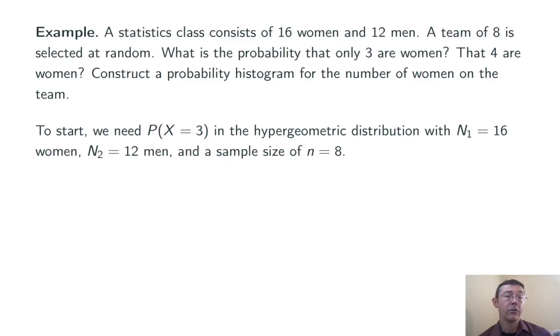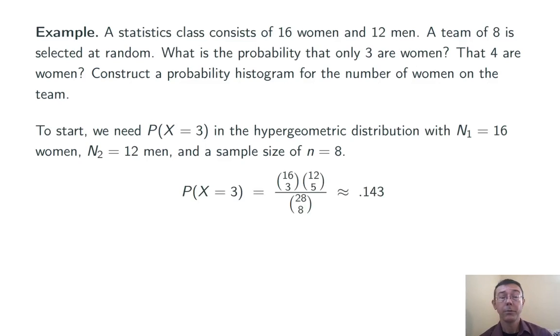So here we have a hypergeometric distribution. We're selecting people at random for this team. We're doing it without replacement. We're interested in the number of women on the team, in particular, the probability that we get exactly 3. So here, n1 is 16, the total number of women in the population. n2 is 12, the total number of non-women in the population. And the sample size, n, is 8.